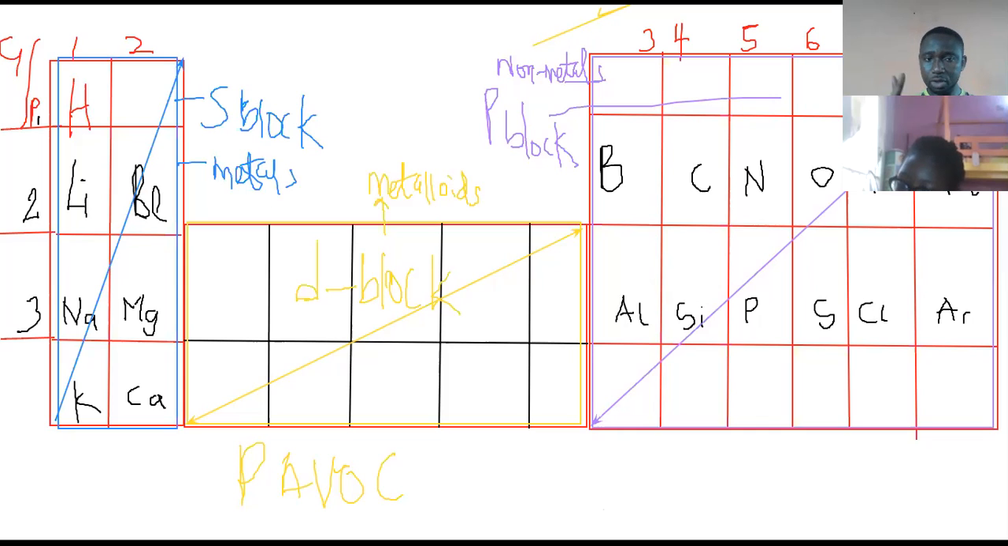Okay, number two, that V you see there is variable oxidation state. You remember when we were doing some things, we will see sometimes. Look at this. Have you seen iron? You know Fe is iron, right? Good. Okay, look at these things I'm writing now.